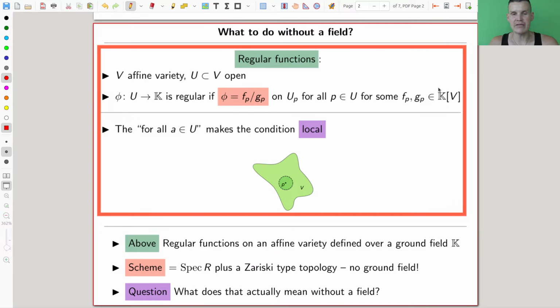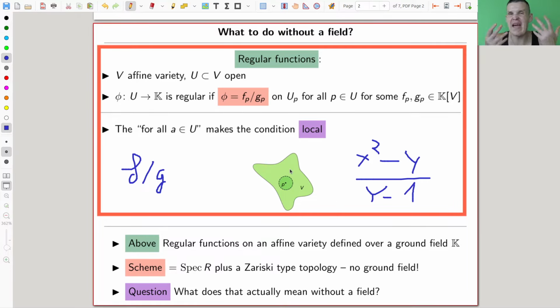And one of the crucial things we had on a variety were regular functions. Without recalling what they are up here, essentially, they were f divided by g, a regular function, polynomial divided by polynomial, whatever. Something like x squared minus y divided by y minus 1, something like that. But they were only regular because regular functions are rare on varieties, or they're kind of too strong on varieties. That's maybe the right way of saying it. They're only locally regular. So they're regular on some open subset.